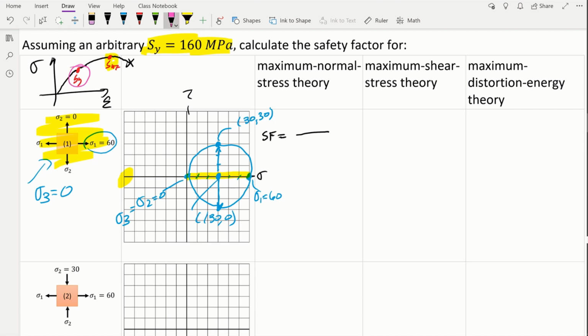So again, we're supposed to use the ultimate tensile strength. When it's not given, the only value that we know is the yield strength. So that's the load that we want to design against, right? We don't want to exceed this one.